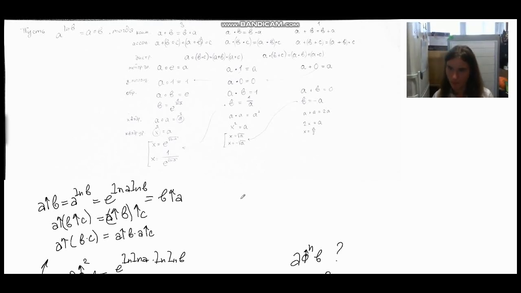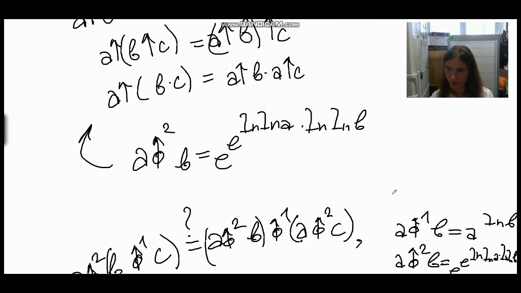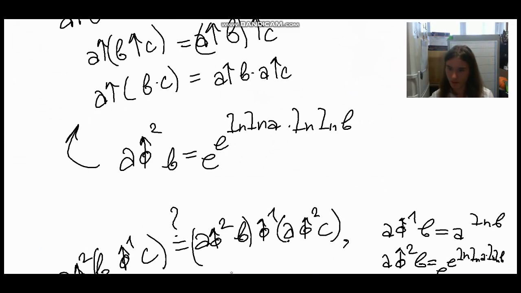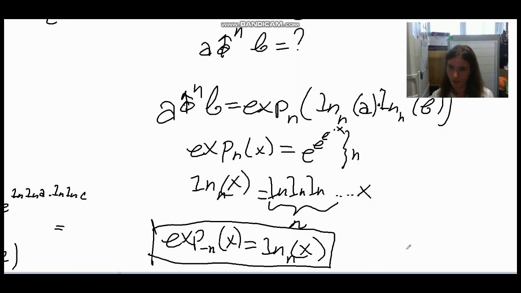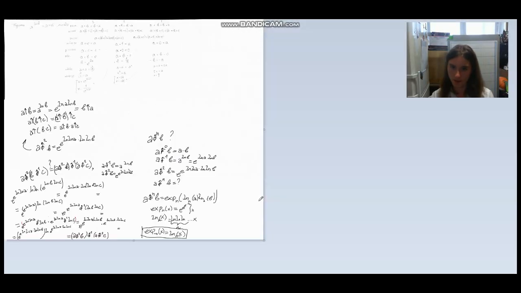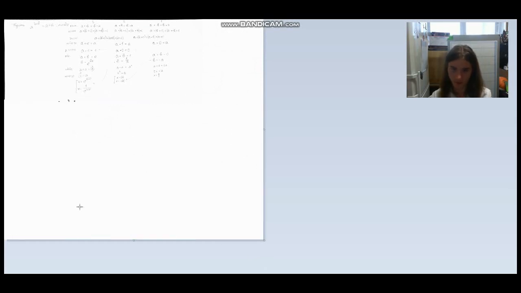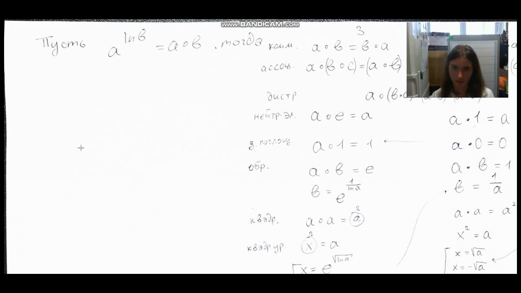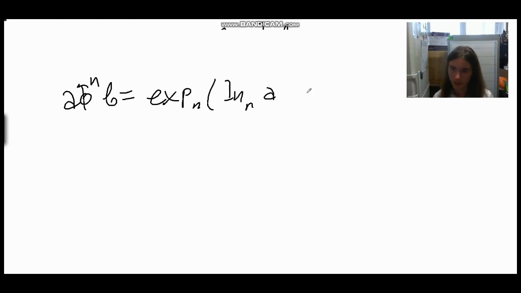But what is before addition? What if we go in the opposite direction? We have a formula for the next operation, but do we have a formula for the previous one? We know that A to the n B is equal to exp n of ln A ln B. We know then exp minus n of x equals ln n x.